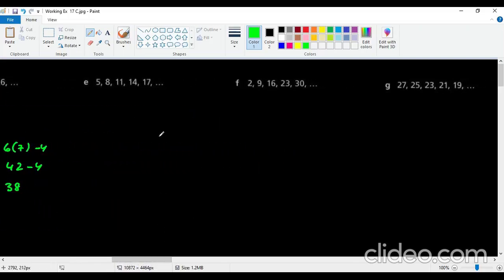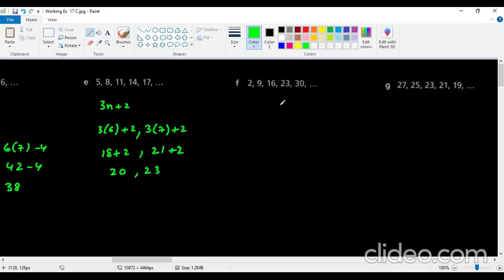In question number E, the difference is 3 between them, so 3n. And what should we do with 3 to make it a 5? Definitely we are going to add 2. So this is the term rule. And here, we need to find the sixth term, which is 3 times 6 plus 2, and 3 times 7 plus 2. So this is going to give us 18 plus 2, and here 21 plus 2. That means the next terms are going to be 20 and 23.